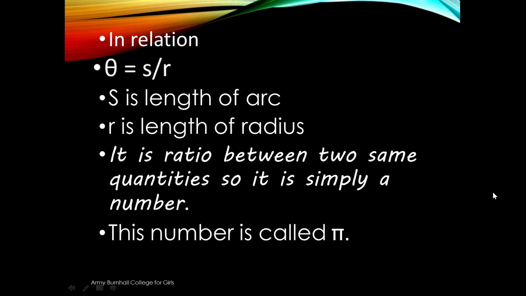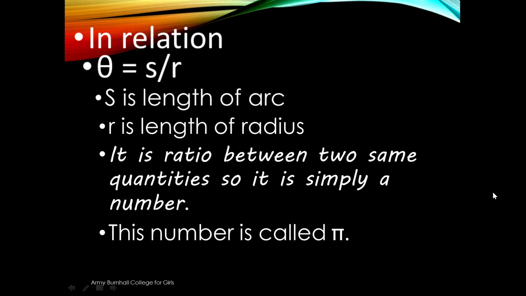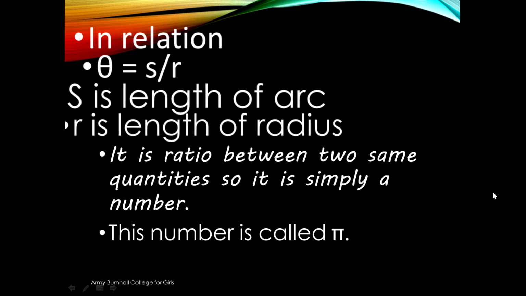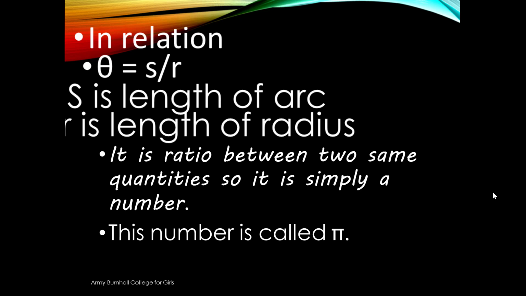So if we are considering the relation theta is equal to S by r, over here S is the length of arc, r is the length of radius. Both are lengths, and if we divide these two lengths, then it will be the ratio between two similar quantities. So that will simply give us a number. This number is usually called pi.